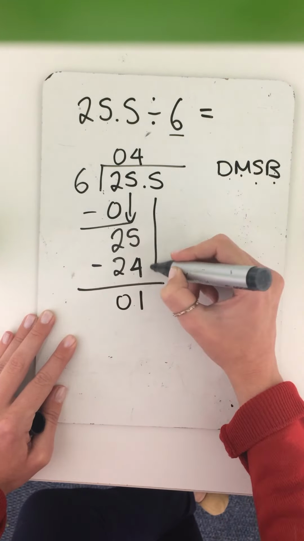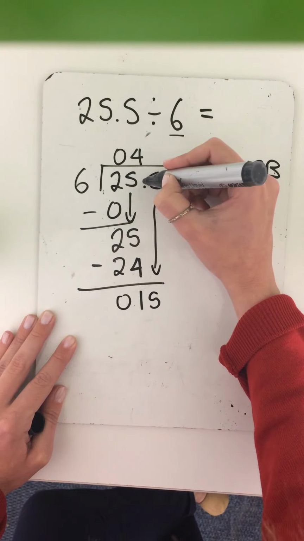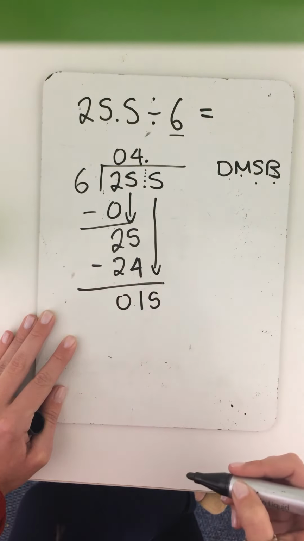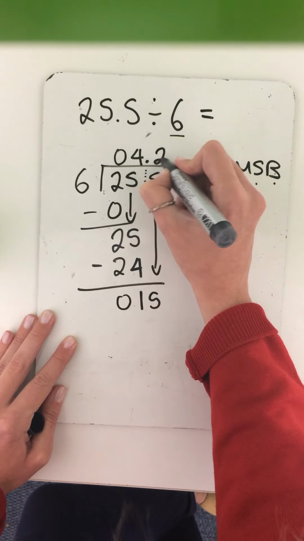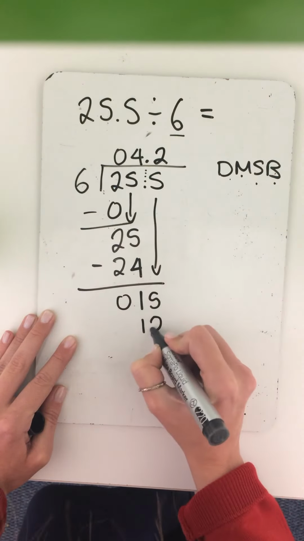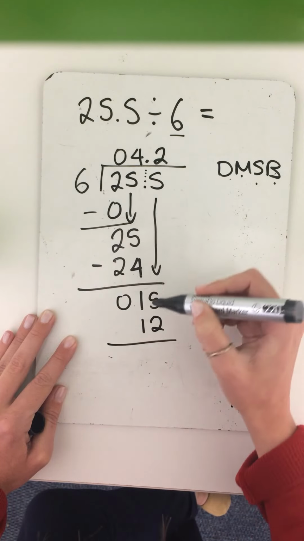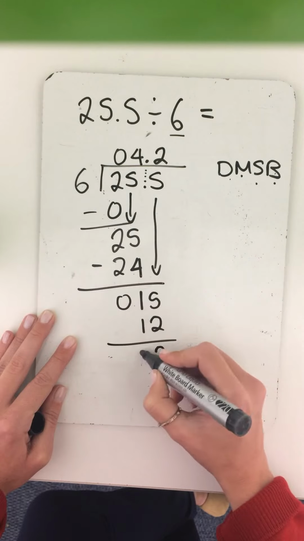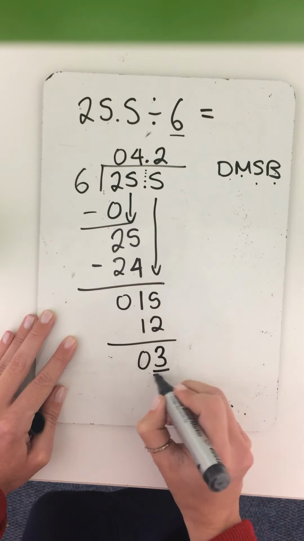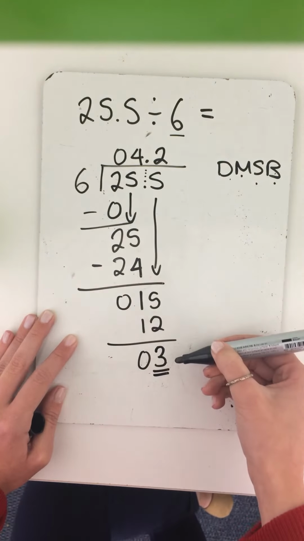Bring down the 5. Now I have to make sure my decimal point goes on top. 6 into 15, I know, goes 2 times. 2 times 6 is 12. Subtract. 5 minus 2 is 3. 1 minus 1 is 0. So I have a remainder of 3 and nothing left to bring down.